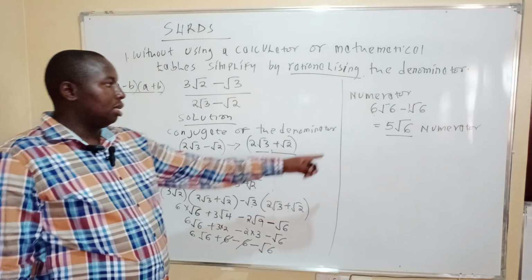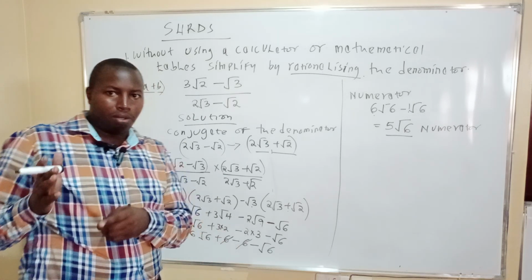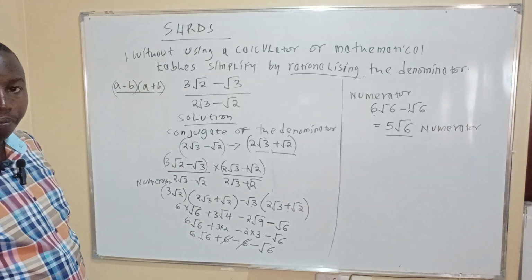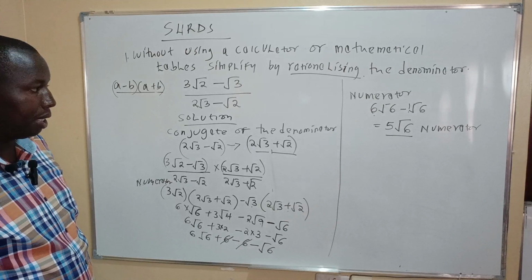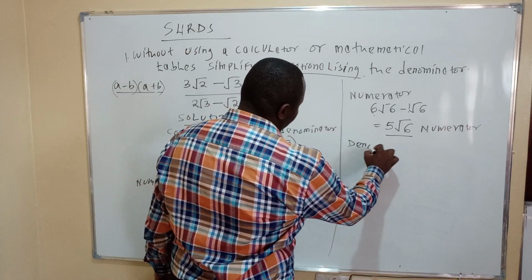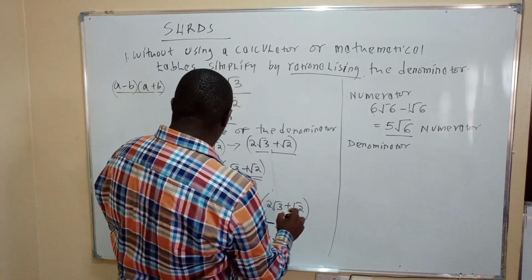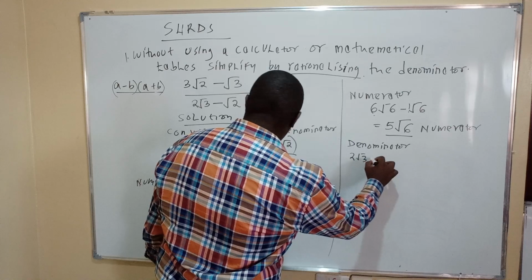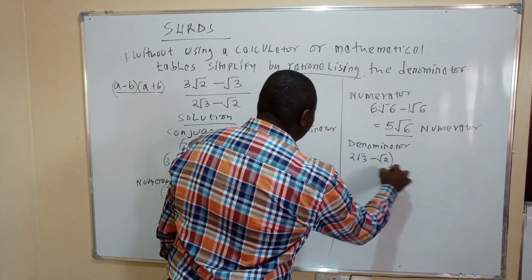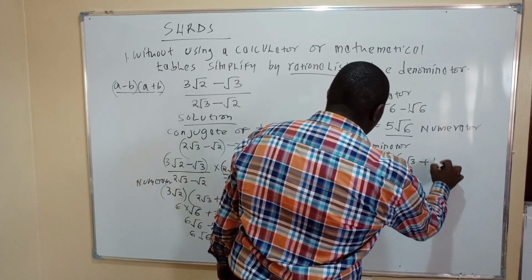Then you go to the denominator. You have finished with the numerator, so go to the denominator. Select the denominator here. Denominator, you get 2 root 3 minus root 2 and 2 root 3 plus root 2.